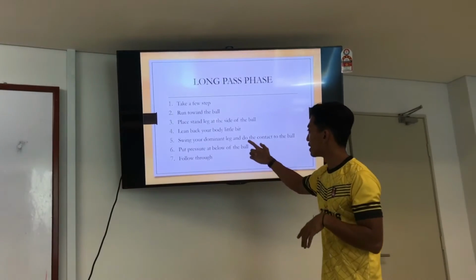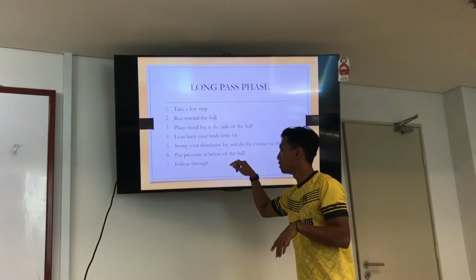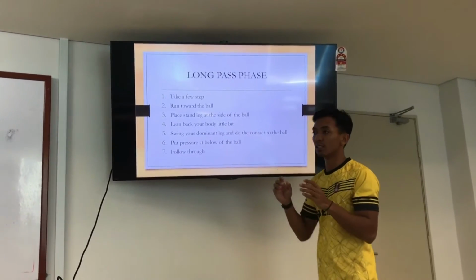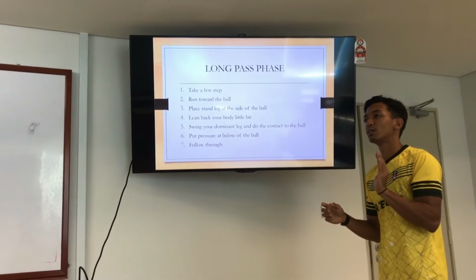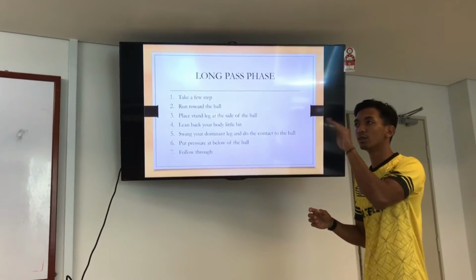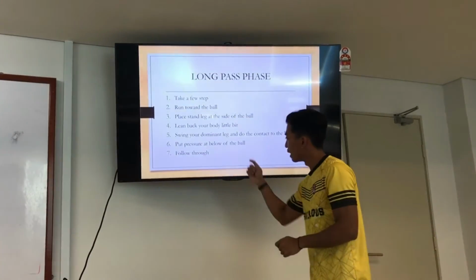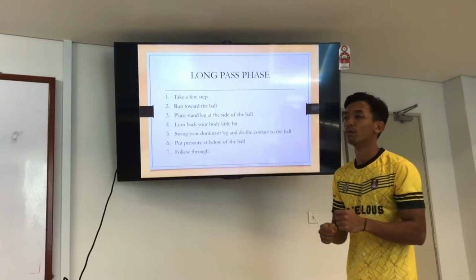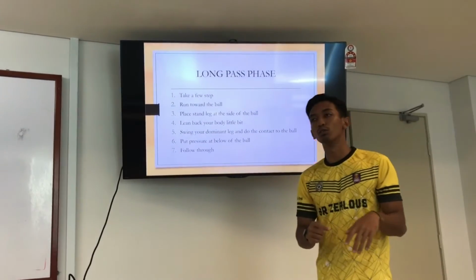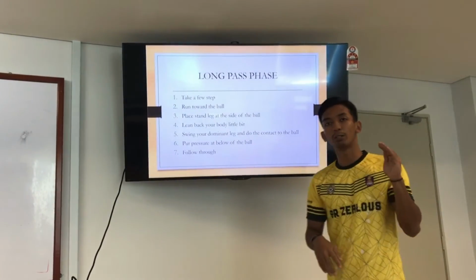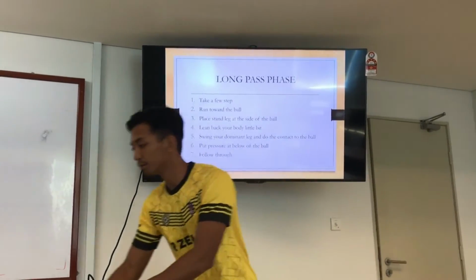So here you can see we lean our body back and put the pressure at the bottom. Both of these are the key points for the ball to have good enough height to reach the target. Okay, the last one is follow through. After you kick the ball, you do a follow through. This is because we want the projectile to be smooth and good.